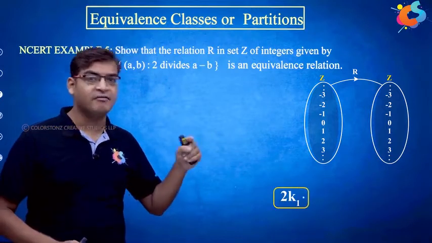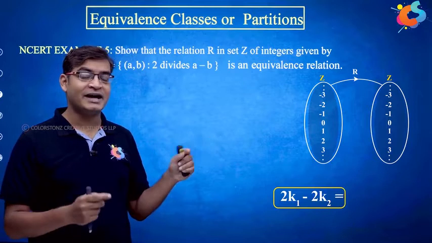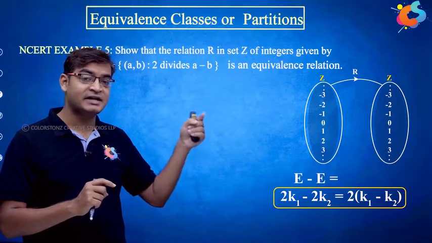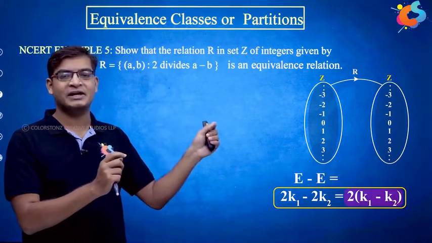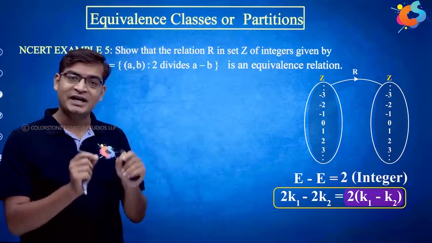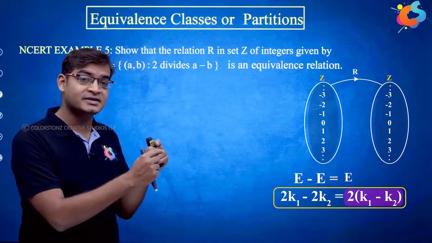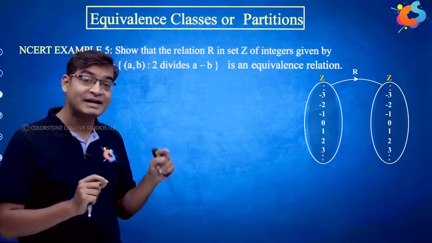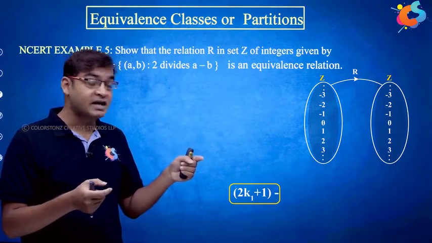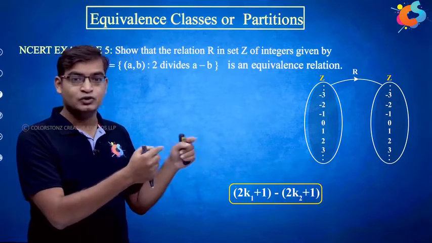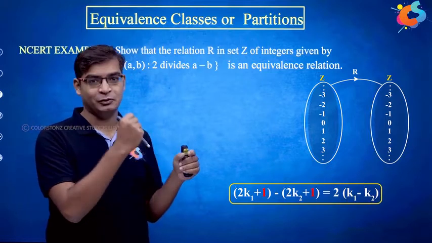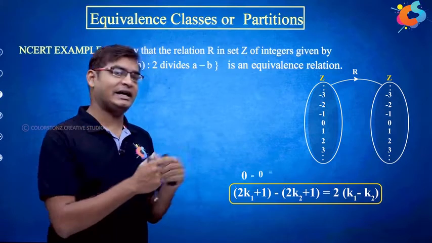If you take 2k1 minus 2k2, this can be written as 2 into (k1 minus k2). So we got even minus even equal to 2 into (k1 minus k2). k1 minus k2 is an integer. So 2 into an integer means we got the difference of two even numbers as an even number, right? In the same way, let us take two odd numbers: 2k1 plus 1, which is an odd number, minus (2k2 plus 1). So here 1 is getting cancelled, and we have 2 into (k1 minus k2). So again we are getting an even number.